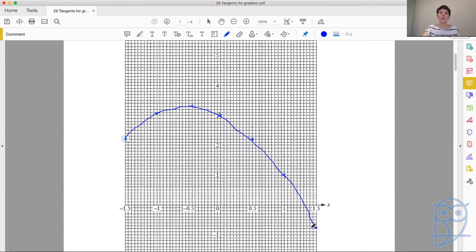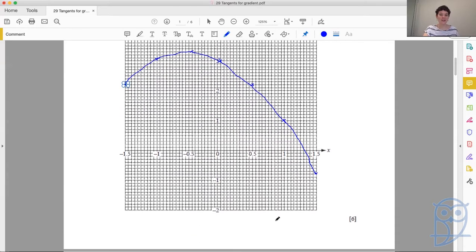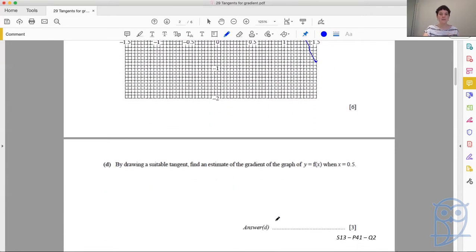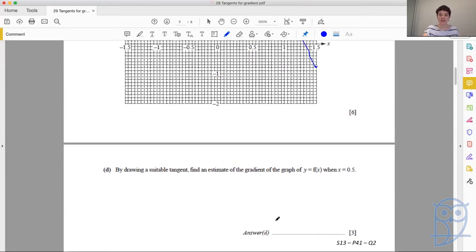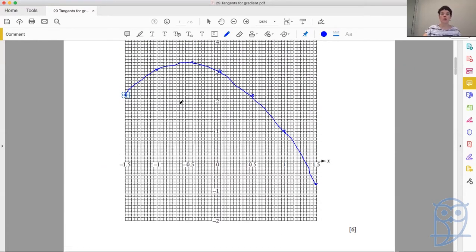So now we are ready to head to our question. It's the whole point of this exercise. By drawing a suitable tangent, find an estimate of the gradient of the graph of y equals f(x) when x equals 0.5. So remember, we had to find our point. So when x equals 0.5, where are we on our graph? And then they actually tell us, draw a suitable tangent and then estimate the gradient. So x equals 0.5. Here's our x equals 0.5.